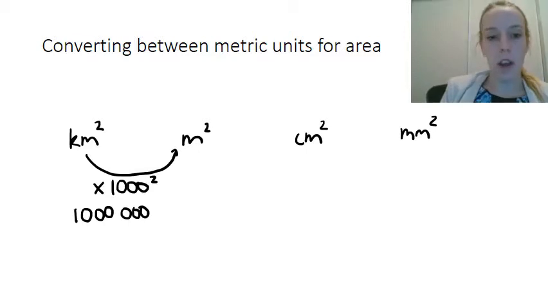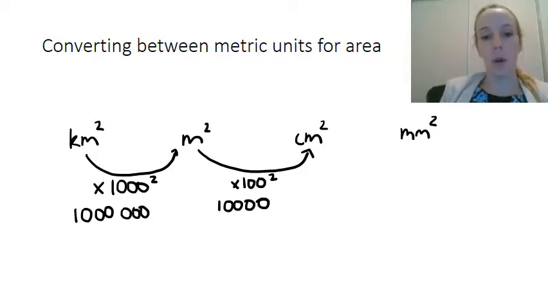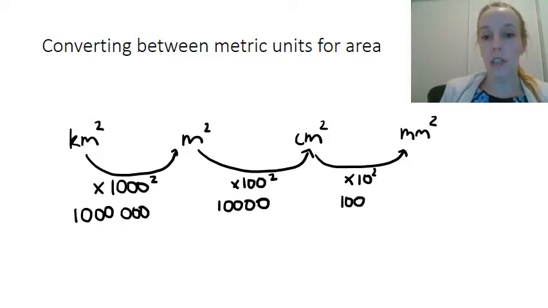which is 1,000,000. Next, to go from meters squared to centimeters squared, normally you times by 100, but now it's 100 squared, so that's equal to 100 times 100, which is 10,000. And to go from centimeters to meters, normally you times by 10, but it's 10 squared, so that's equal to 10 times 10, which is 100. So you'd multiply by each of those each time.